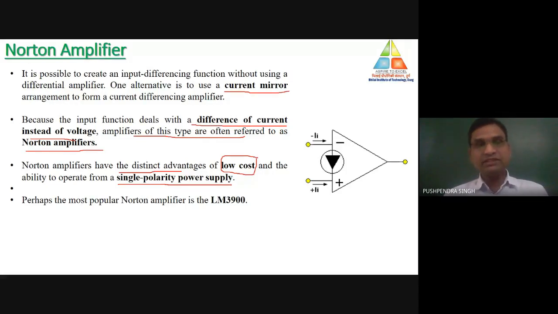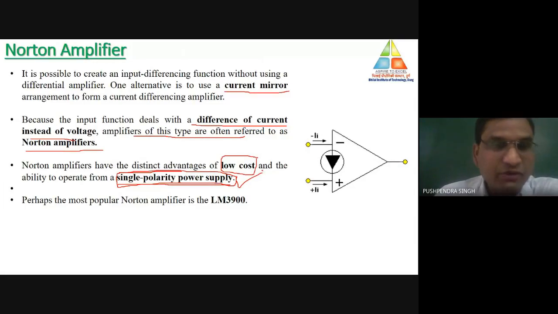But suppose in some application you have only a single power supply, then how can you use a particular circuit for any kind of application? If you have a single polarity power supply, then in that condition you need to use only the Norton amplifier. The Norton amplifier has the functionality to be used with a single polarity power supply. So this is the main thing you need to remember about the Norton amplifier. It can work with a single polarity power supply.